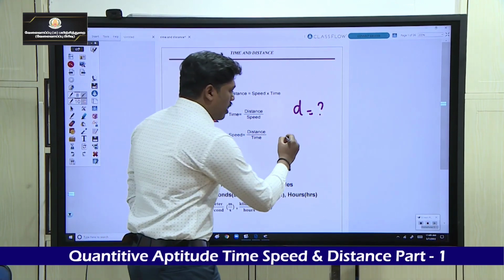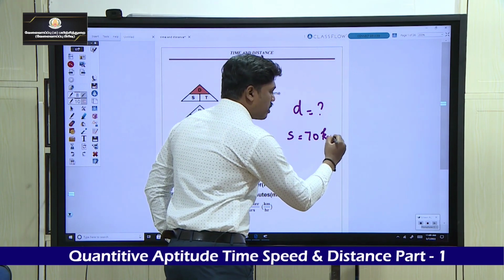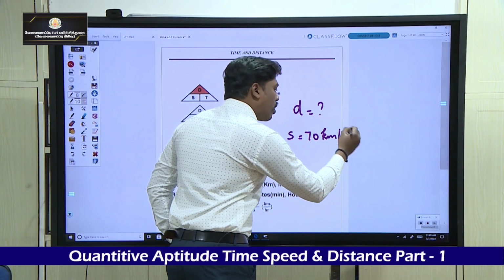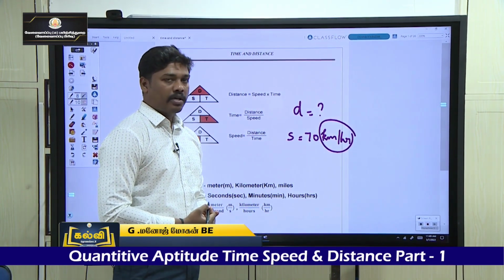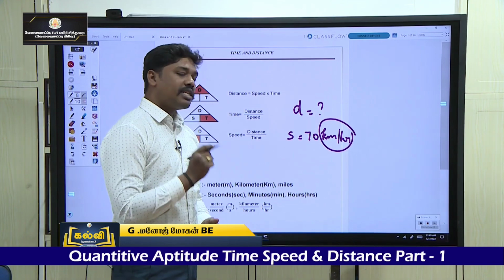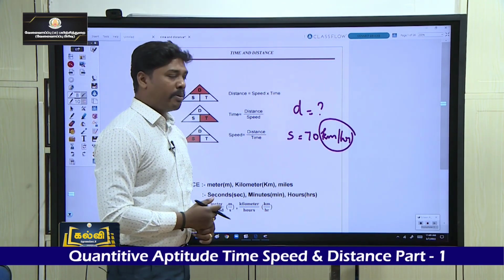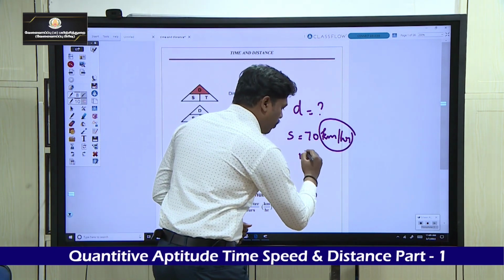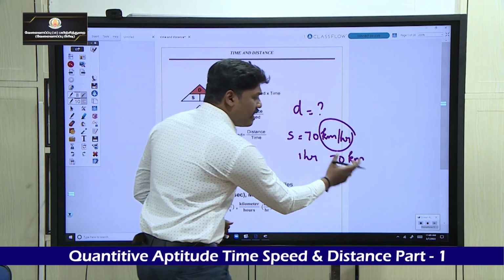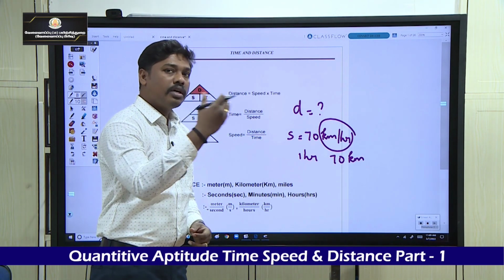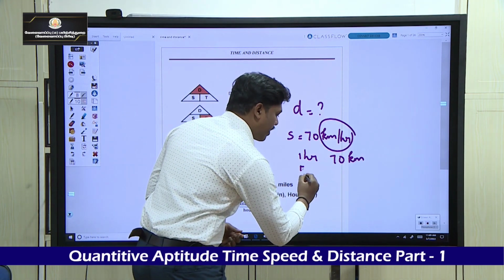For example, a person is moving at a speed of 70 kilometer per hour. What does this indicate? He is moving at a speed of 70 kilometer per hour, which means for 1 hour he travels 70 kilometer. With this speed, he is traveling for 5 hours.